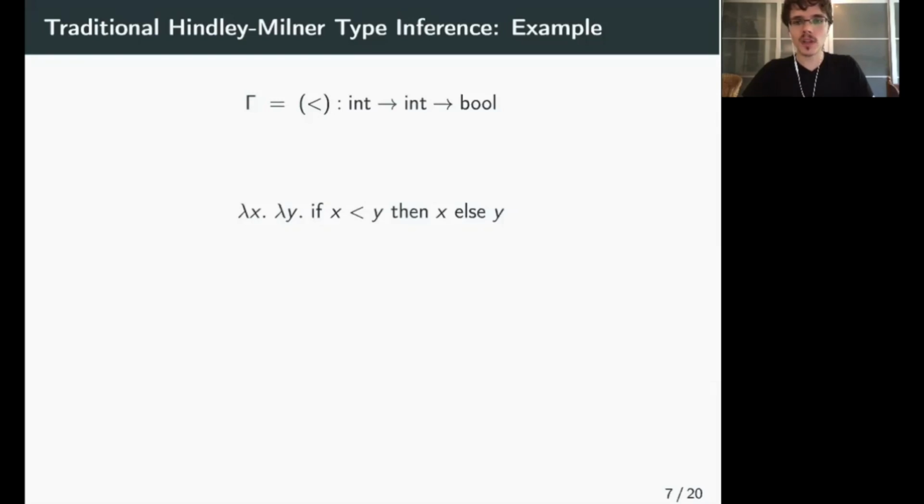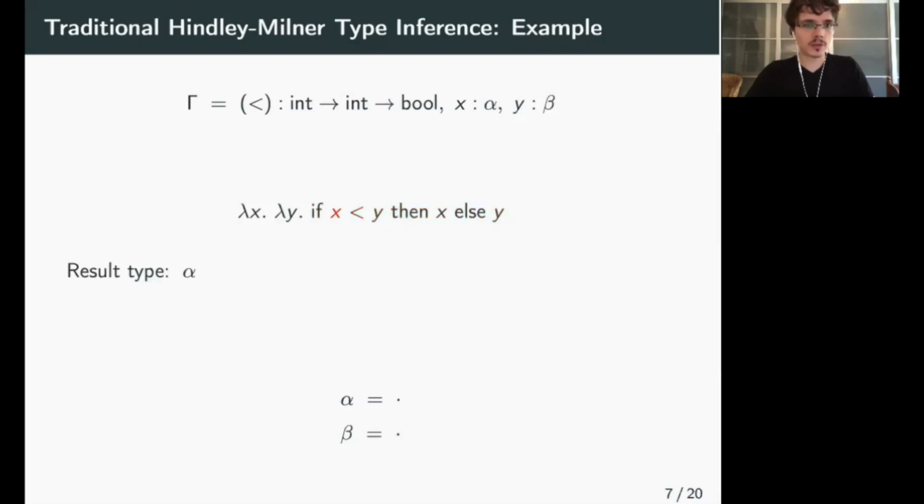smaller of the two. We start from a context gamma, including only the comparison operation, defined to operate on integer values. First, we consider the outer lambda binding x. We assign x the type variable alpha and place it in the context. Then we look at the inner lambda binding y and similarly extend the context with a new type variable beta. Then we consider the if-then-else expression, in particular the condition. Variable x has type alpha and is used on the left-hand side of the less than operation, so we unify alpha with int.